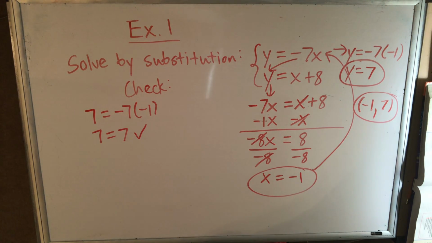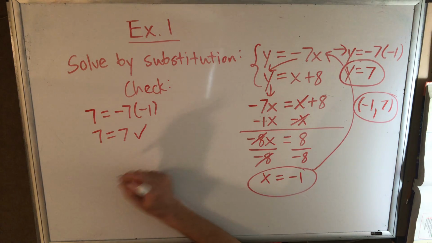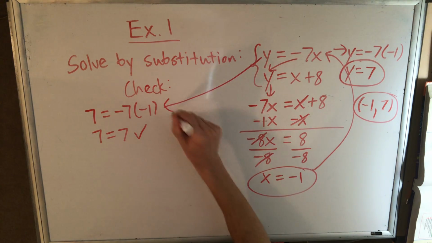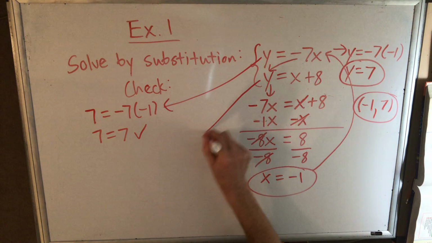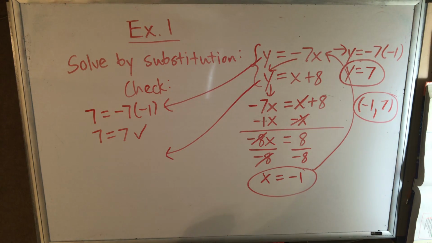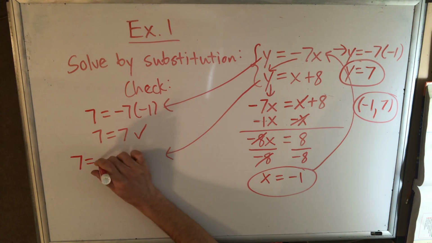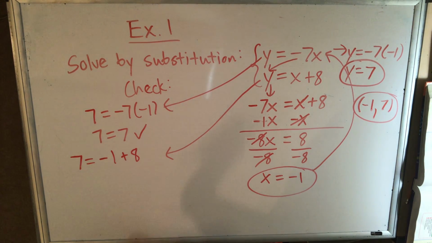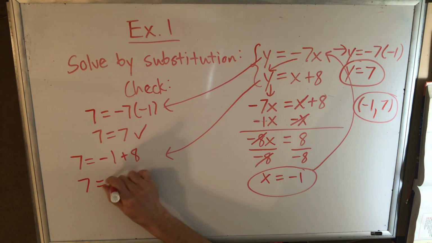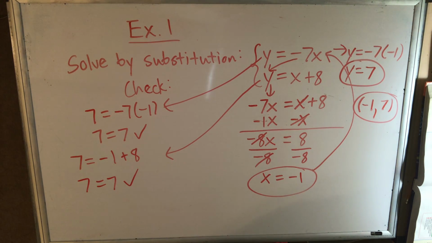Now substituting in to the bottom equation, y equals x plus 8, that's going to be 7 equals negative 1 plus 8. 8 to the right of negative 1 on a number line is 7, so we get 7 equals 7 again, which of course is true. So negative 1 and 7 worked for both equations, so it must be the correct answer.